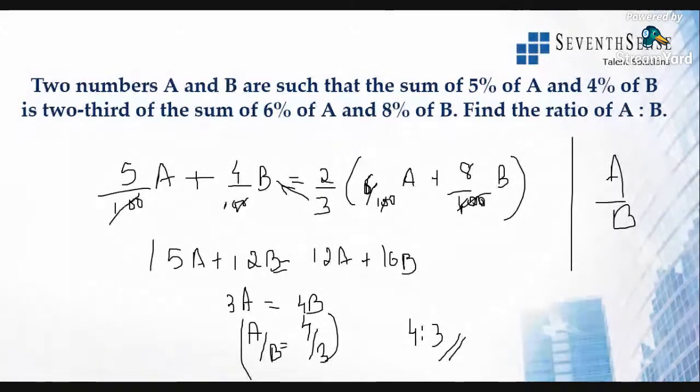Hope everyone understood this. 5% of A plus 4% of B, that is the sum, is equal to 2/3 of the sum of 6% of A and 8% of B. So the ratio will be 4:3. All right. And we'll go with the next question.